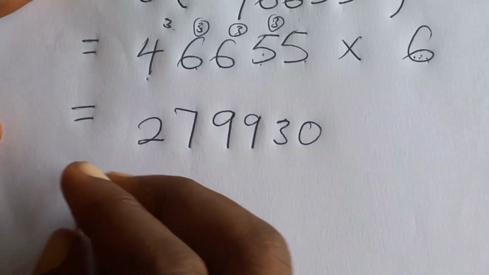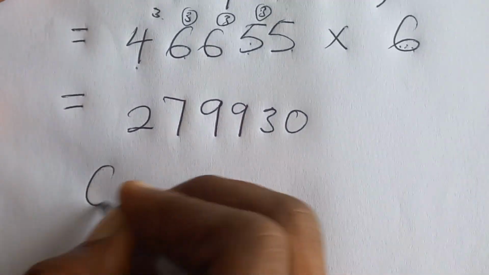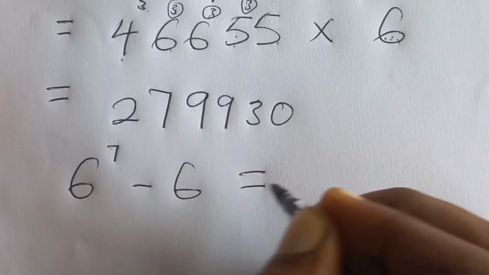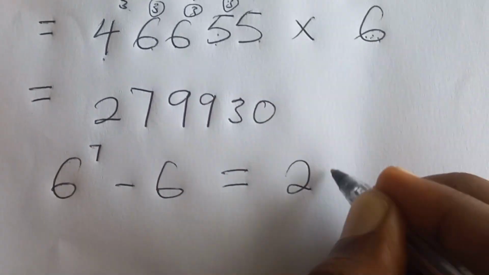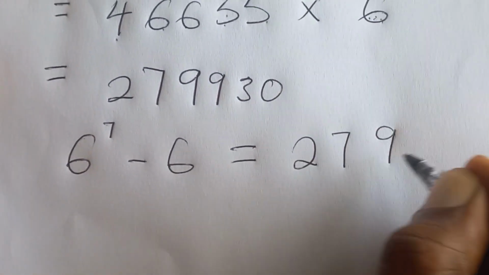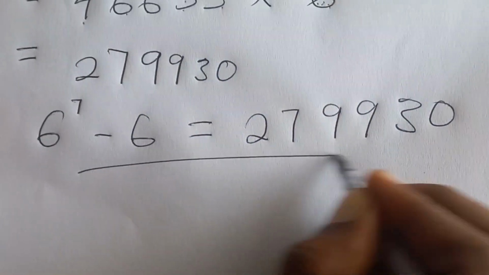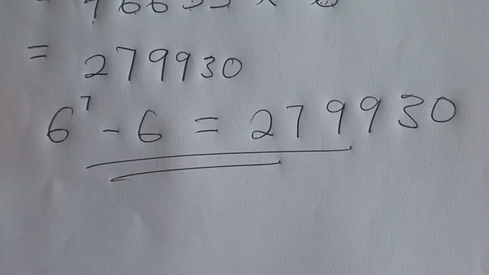So it means that our expression, which is 6 exponent 7 minus 6, is equal to 279930. Okay, so this is our final answer for the expression.